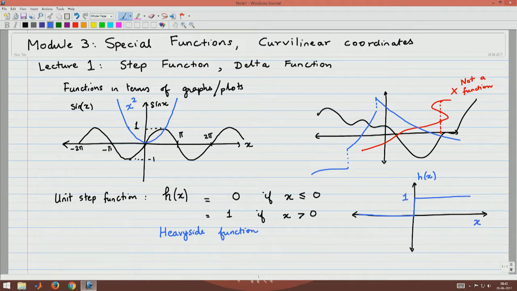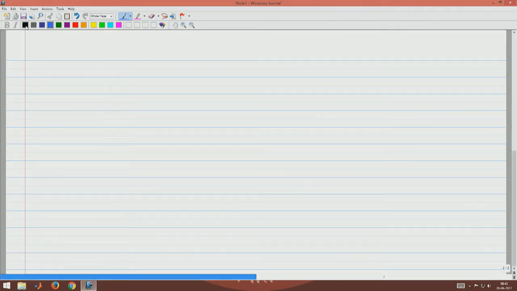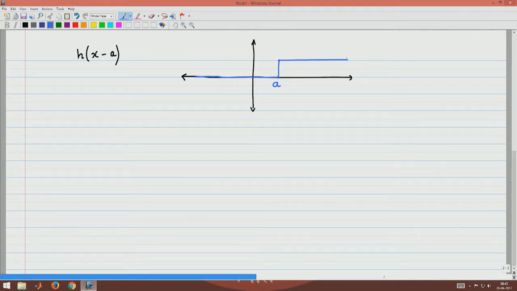Now, you could also have step functions which are slightly modified versions. For example, you could have h of, let us say, x minus a. So, what will h of x minus a look like? It is a Heaviside function of x minus a. What this will look like is the following. It will be 0 when x minus a is less than 0, that is x is less than a, and let us say a is this value, this is x equal to a, and it is 1 when x is greater than a. So, this is Heaviside function of x minus a.